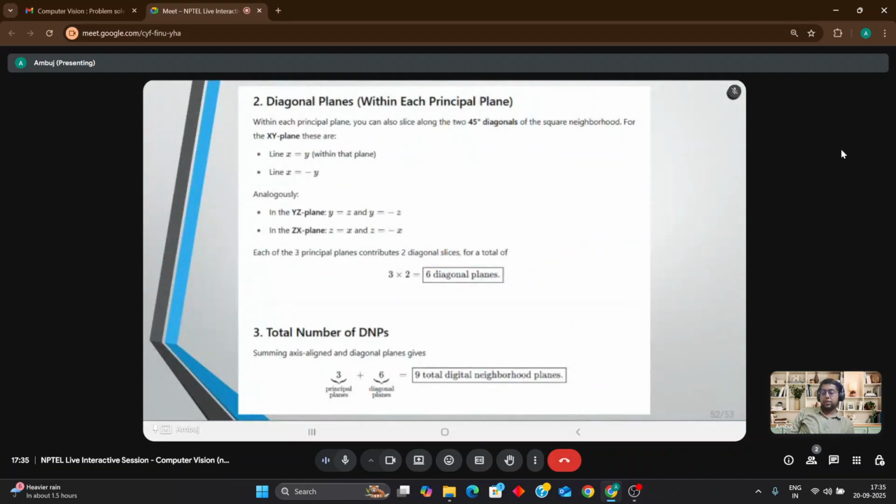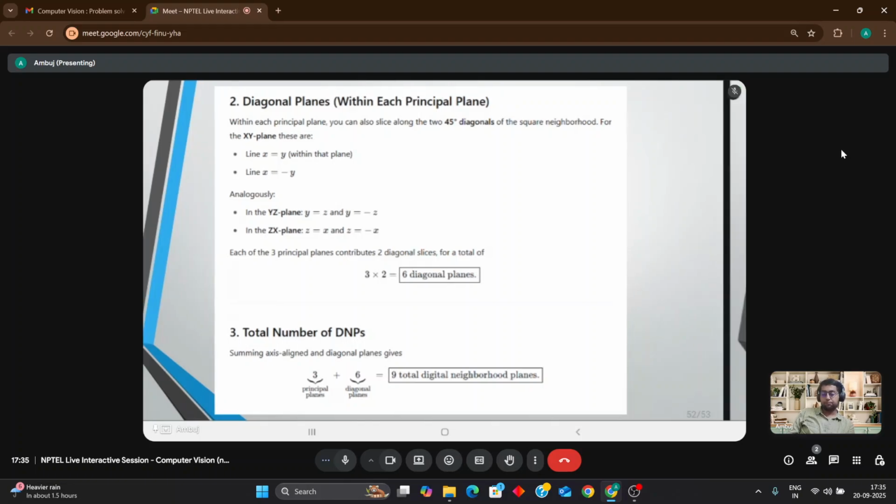For diagonal planes within each principal plane, we can slice along the two 45-degree diagonals of the square neighborhood. For the XY plane, these are the line X equals Y and the line X equals minus Y. Analogously, in the YZ plane it would be Y equals Z and Y equals minus Z, and in the ZX plane it would be Z equals X and Z equals minus X. So each principal plane contributes two diagonal slices. In total you get 3 times 2, that is 6 diagonals. So the total number of DNPs is 3 plus 6 equals 9.